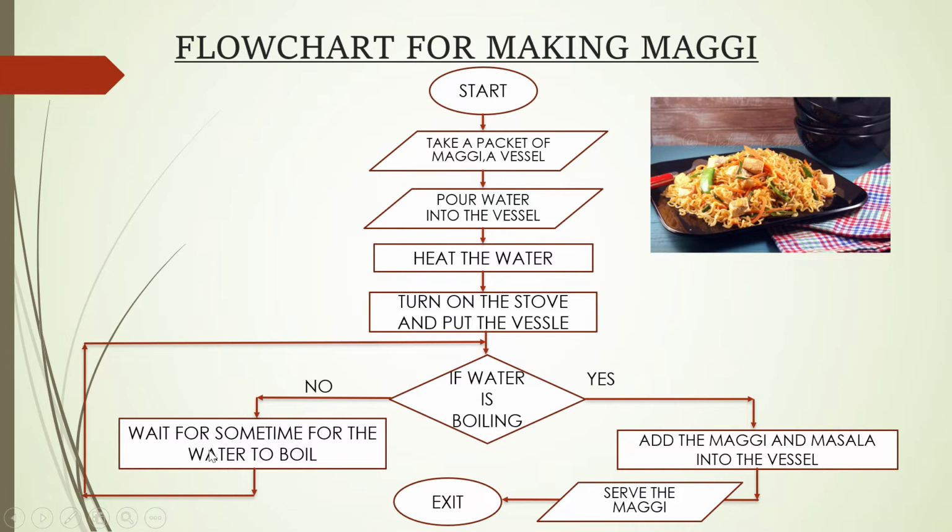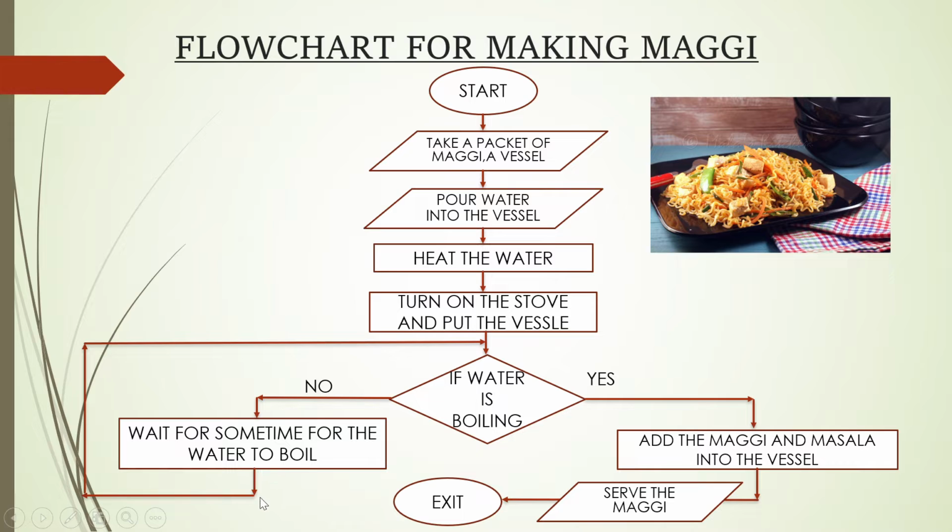We will check that if it is not boiling, we will go to the left side and we will wait for some time for the water to boil. So if it is boiling, then we will add the Maggi and masala, and we will serve the Maggi and go to the exit. If it is no, then we will wait for some time for the water to boil, and we can see that this arrow is not directing us to exit because this is not the exit. Our Maggi is still not cooked for this left side.